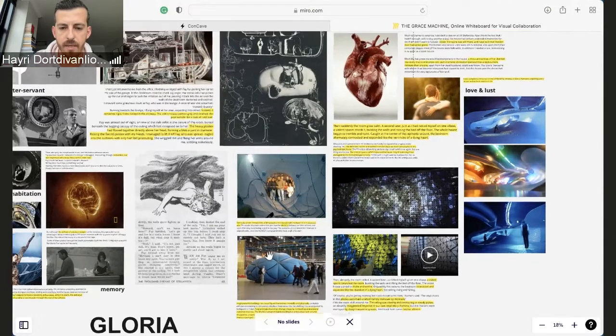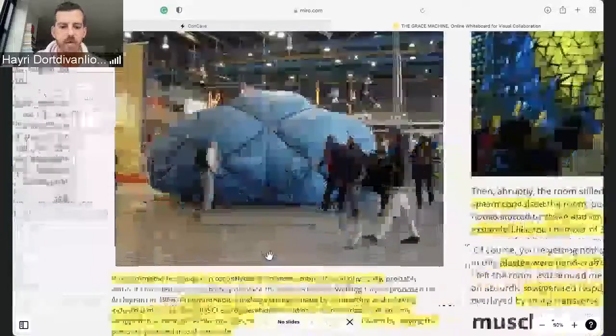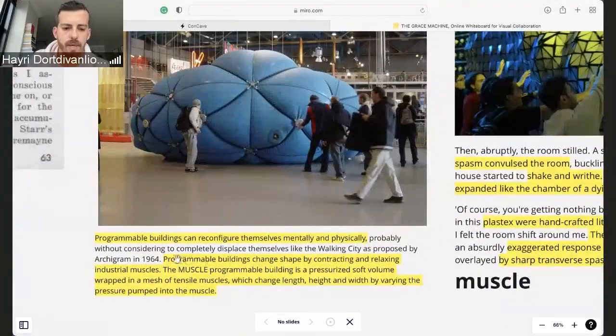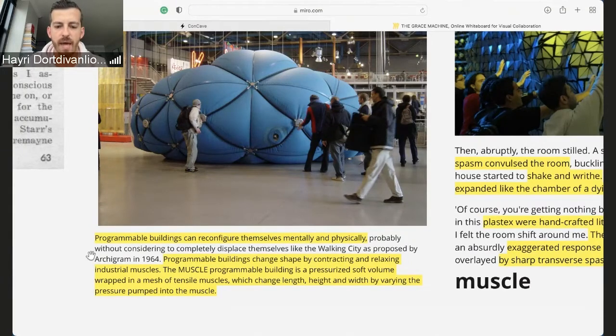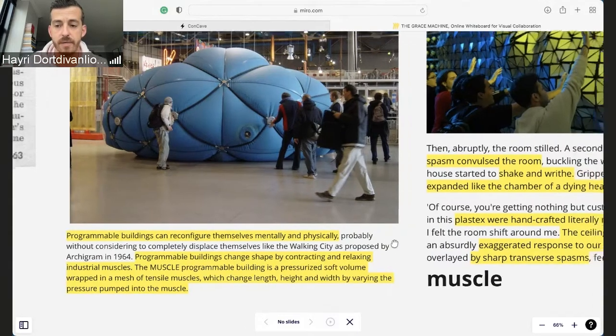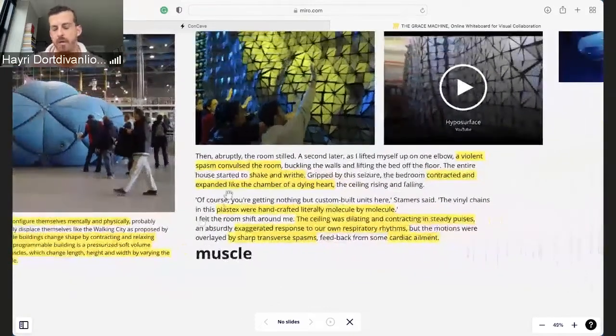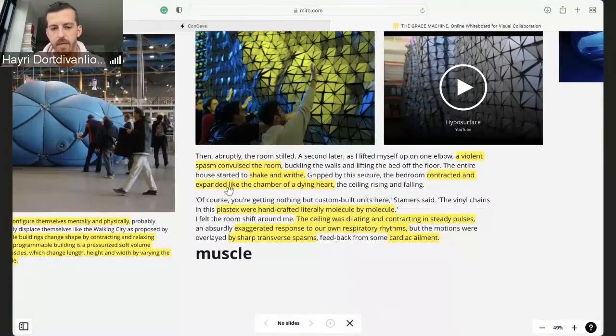For example, in the NSA Muscle project, it's described through, I quote, "Programmable buildings change shape by contracting and relaxing industrial muscle. The muscle programmable building is a pressurized soft volume wrapped in a mesh of tensile muscles, which change length, height, and width by varying the pressure pumped into the muscle."